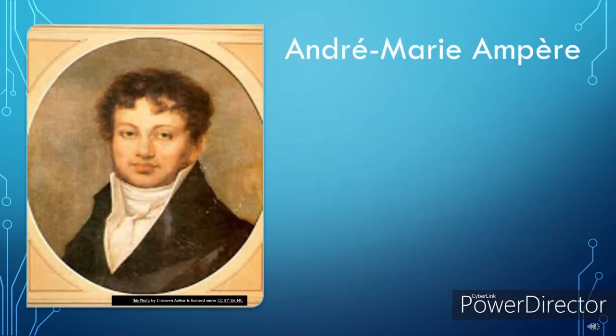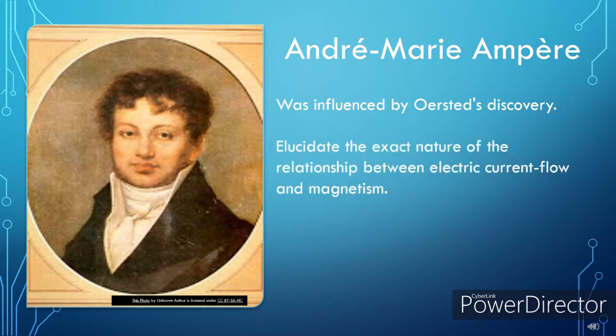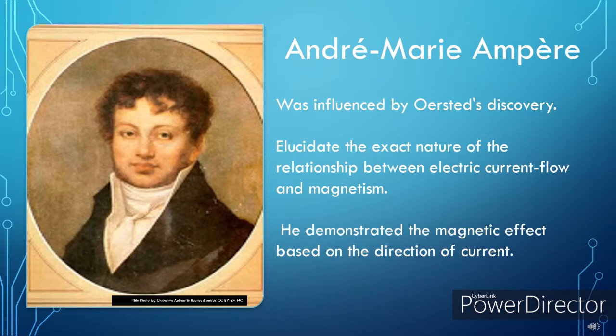André-Marie Ampère, influenced by Ørsted's discovery, performed a series of experiments designed to elucidate the exact nature of the relationship between electric current flow and magnetism, as well as the relationship governing the behavior of electric current in various types of conductors. It was André-Marie Ampère who demonstrated the magnetic effect based on the direction of current.